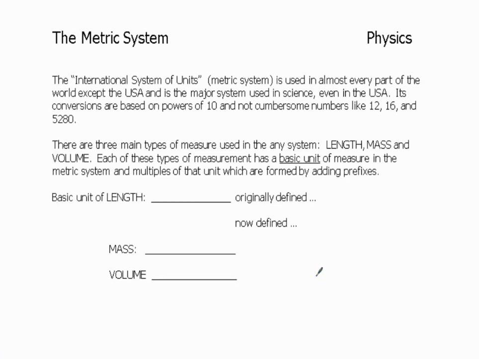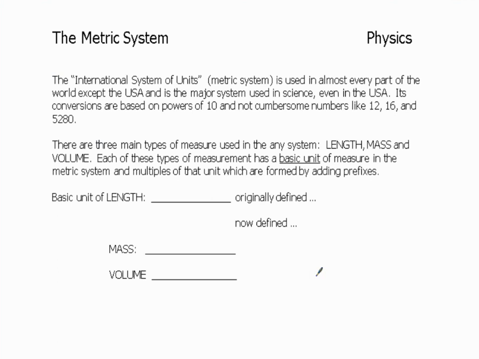Okay, today we're talking about the metric system. This is part 3 of the pre-physics unit. So we're talking about the metric system, or what's known as the International System of Units. It's used in almost every part of the world except the United States, and is the major system in science, even in the United States.